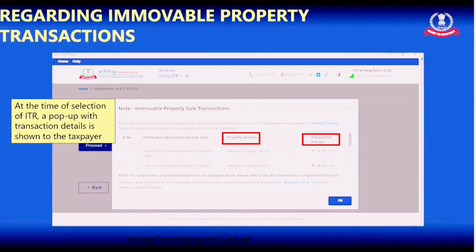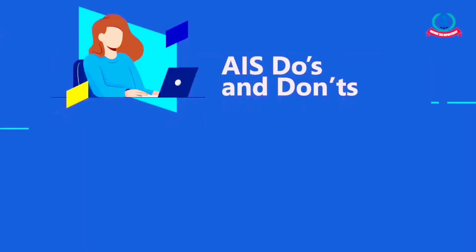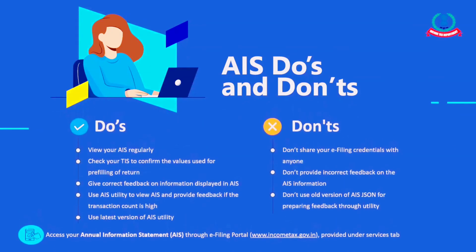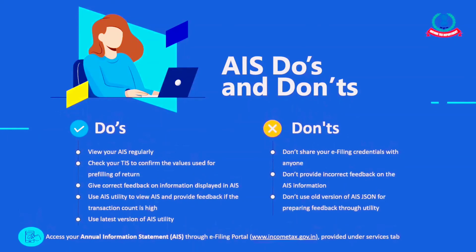Now, having seen AIS, the two parts of AIS, and also what is the information which is reflected in my income tax return, we would suggest you certain do's and don'ts for AIS. So you must view your AIS regularly. Check your tax information statement to confirm the values used for pre-filling of return.